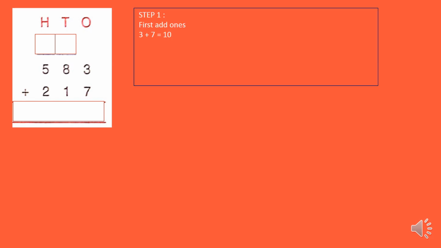Children, we will do another sum now. See what are the numbers given here? 583 plus 217 we have to add. What is the first step? First add ones. So 3 plus 7 we should add.